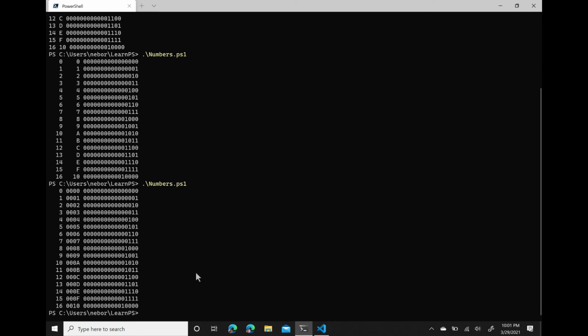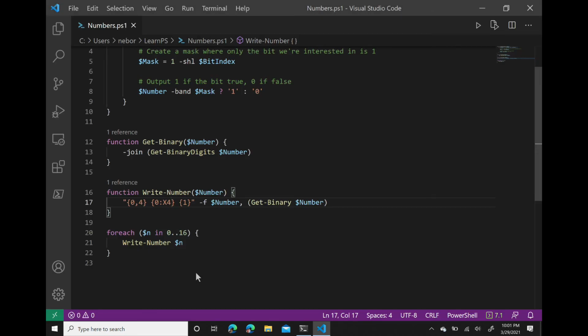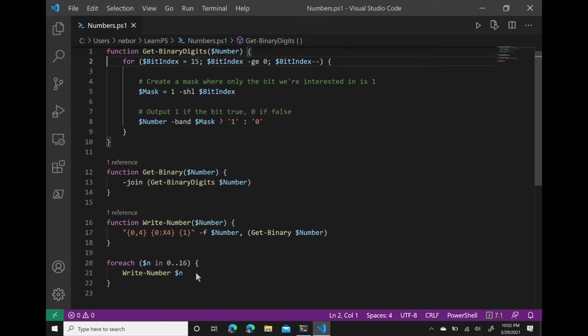Okay. Only we're going to need 32 bits here to show negative numbers, for reasons I'll explain in a minute. So let's make a couple more changes. So far we've only been getting 16 digits, from 15 down to 0. We have to go all the way from 31 down to 0 because we're going to be writing 32-bit binary numbers.